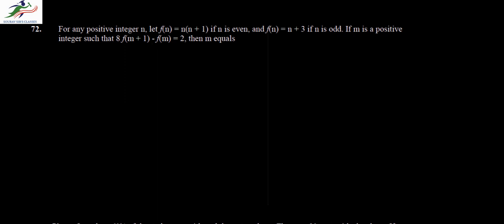We move to the next question in the quant section. This question says, for any positive integer n, let f(n) be equal to n into n plus 1 if n is even, and f(n) is equal to n plus 3 if n is odd. If m is a positive integer such that 8 of f(m plus 1) minus f(m) equals 2, then find the value of m.